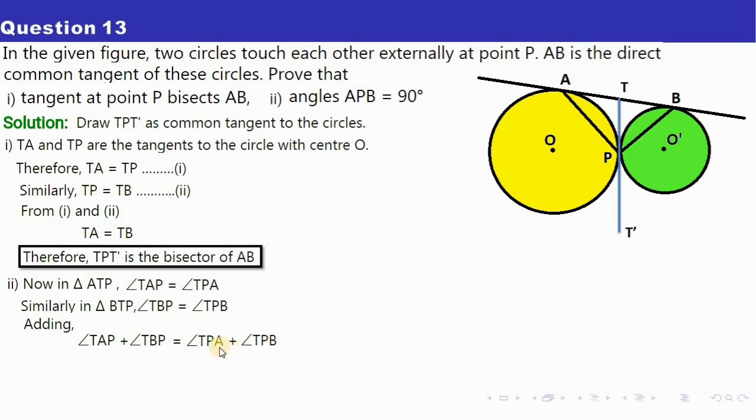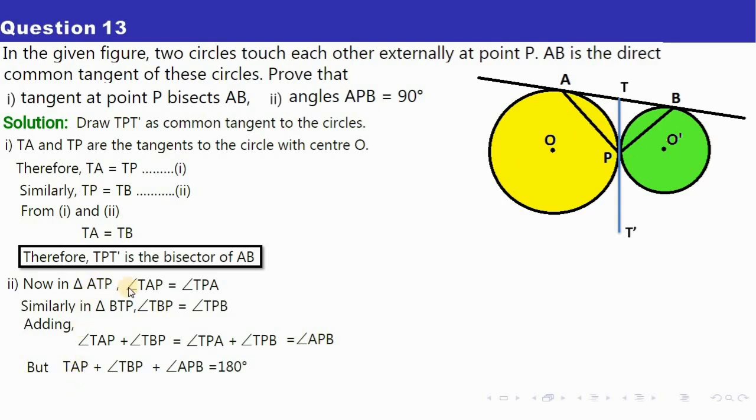Now when you add these two angles, that is this angle and this angle, won't you get this full angle APB? Yes, so we get angle APB here. That means this will be equal to how much? Angle APB.